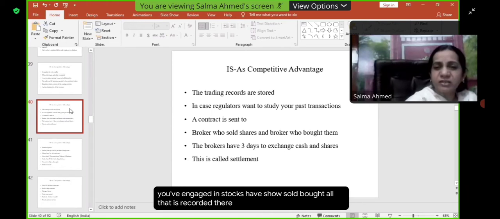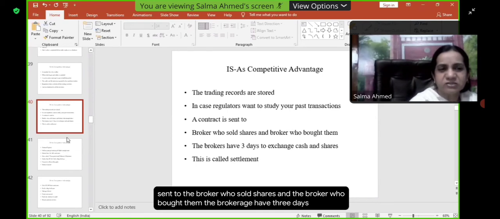So in case regulators want to see your past records and transactions, a contract is sent to the broker who sold the shares and the broker who bought them. The brokerages have 3 days to exchange cash and shares, and this is called settlement.